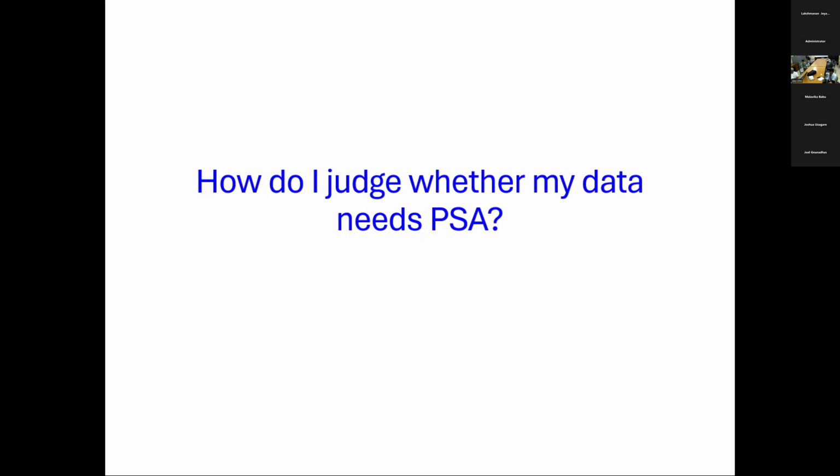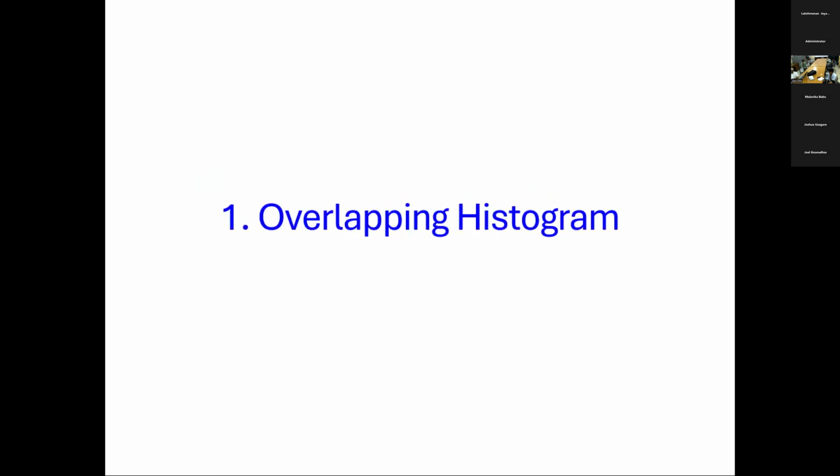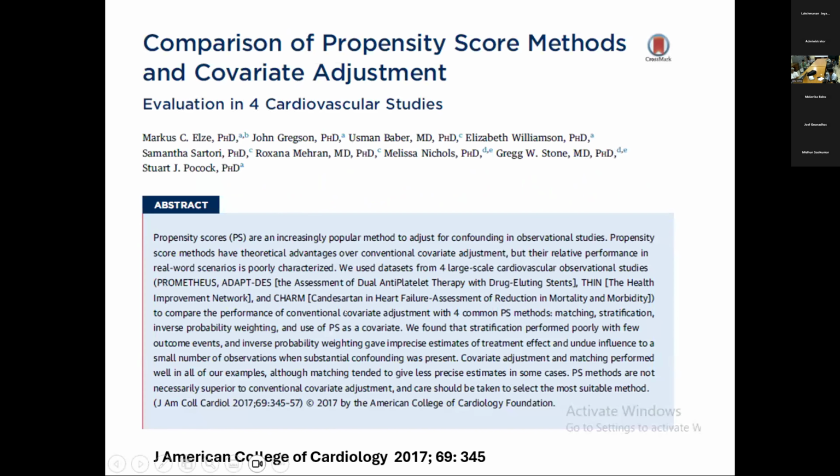Therefore, we need to see, should I do this, or should I do simple adjustment and so on? Now, this is a simple overlapping histogram, which is recommended by Pocock in his paper in the Journal of the American College of Cardiology. You can take this reference. It's a very good paper to read.